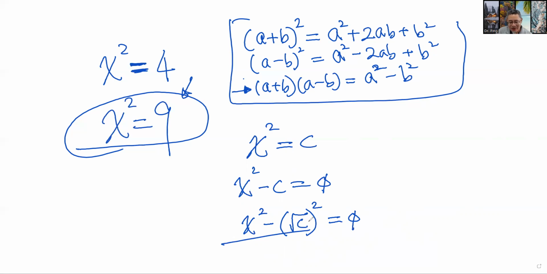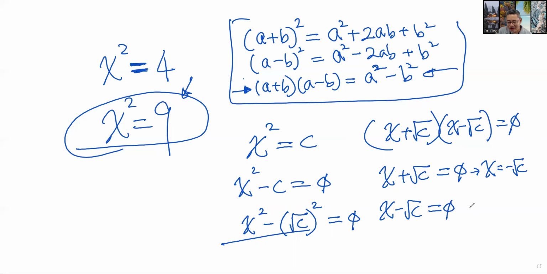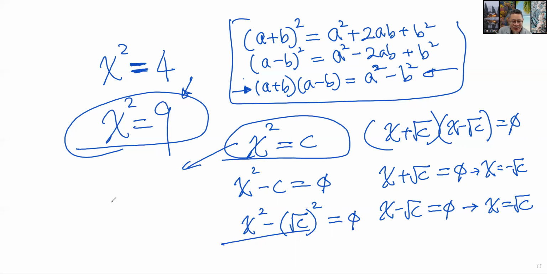And based on this identity, we know x plus square root of c times x minus square root of c equals 0. Then based on our zero product property, either x plus square root of c equals 0, which gives us x equals minus square root of c, or x minus square root of c equals 0, which gives us x equals square root of c. So our answer would be x equals plus or minus square root of c.